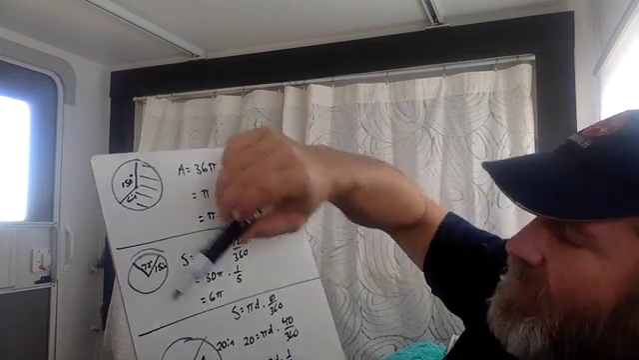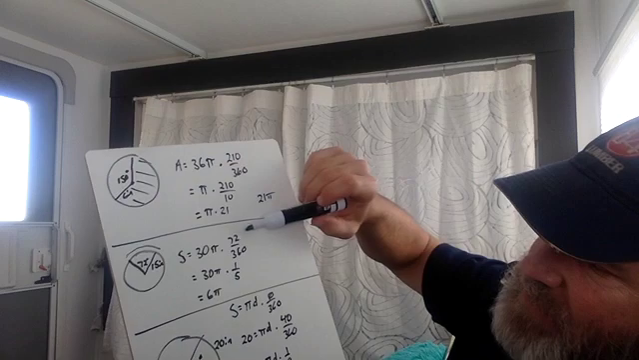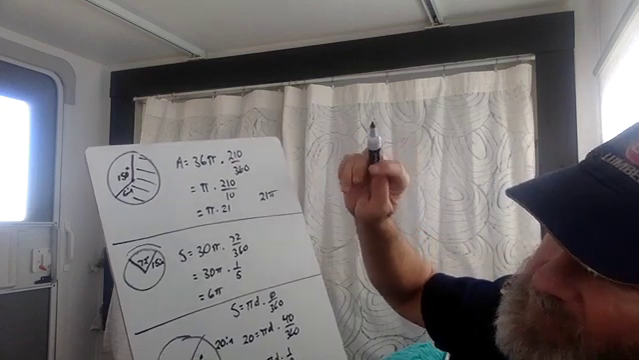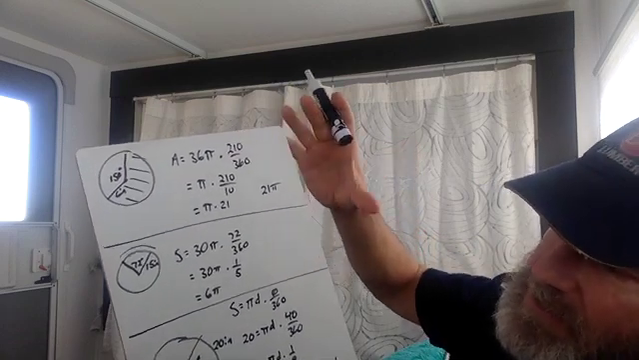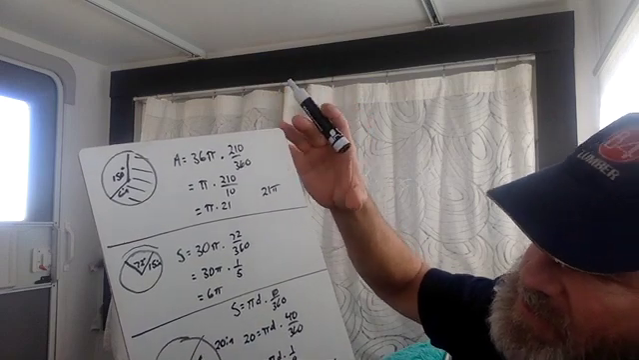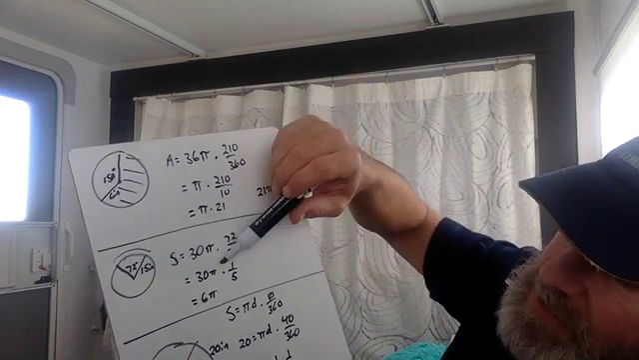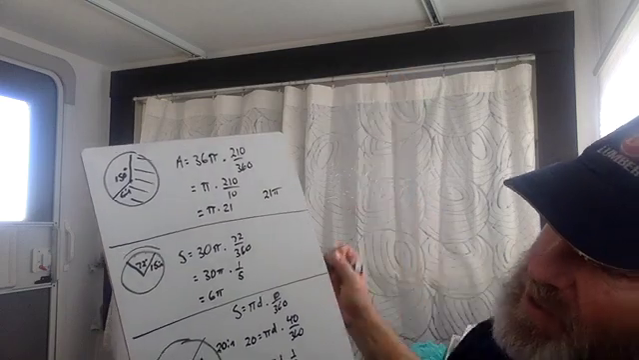So the whole circumference is 30 pi, but we just want to know 72 out of 360, which reduces to 1/5. So we just want to know the circumference of 1/5 of the circle. The arc is 1/5 of the circle. So it's 30 pi times 1/5, which is 6 pi.